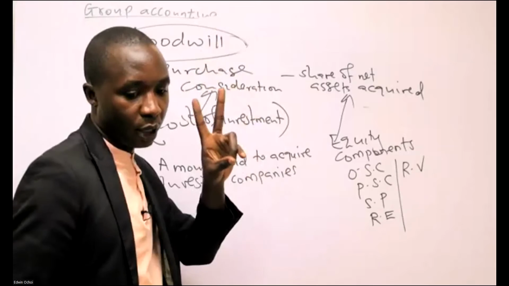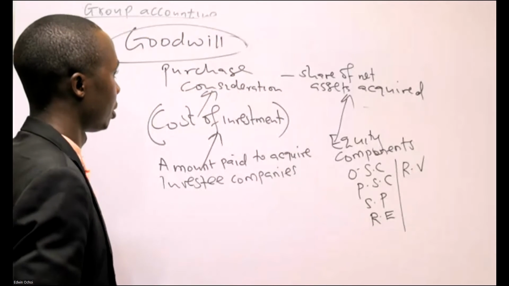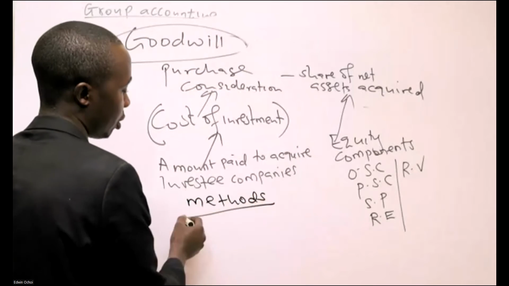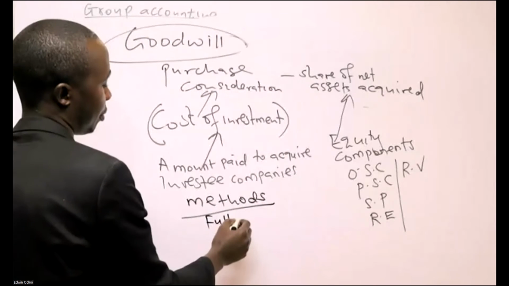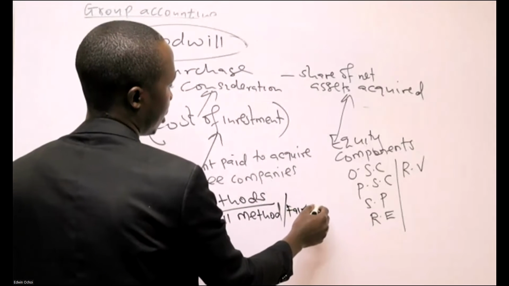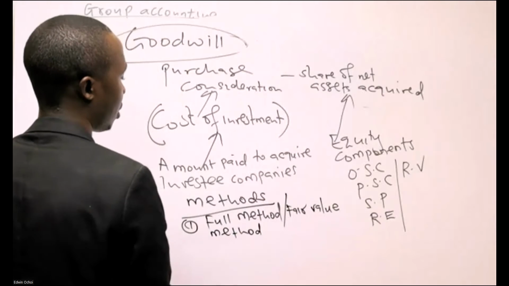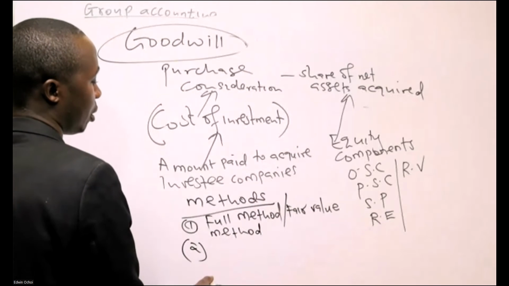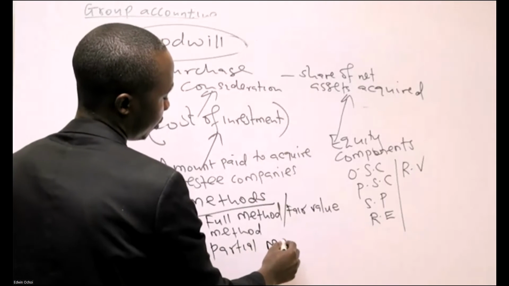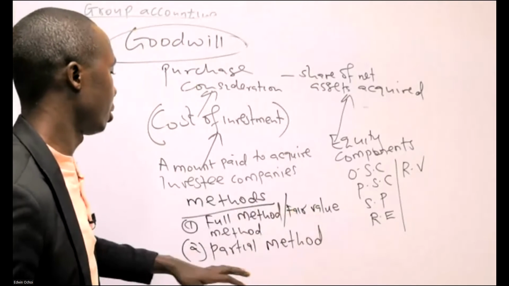We have two methods which can be used in the computation of goodwill. The first is the full method. In some books, you will find that they call it the fair value method. Number two, we have the partial method.